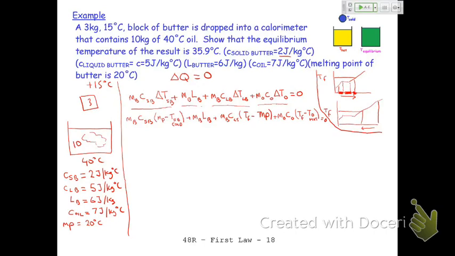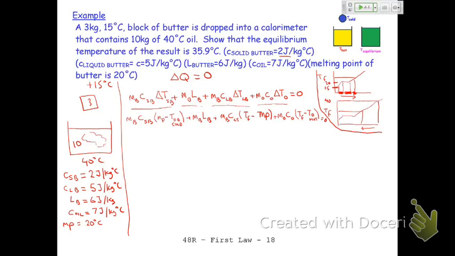So now let's put some of these temperatures on my diagram so you can get a better view where it comes from. It says 3 kilograms of butter at 15 degrees C, so this is 15. And it melts at 20 degrees. So that's 20 there. And that's my T final. And then up here, I have my T oil hot, which according to this is 40 degrees.